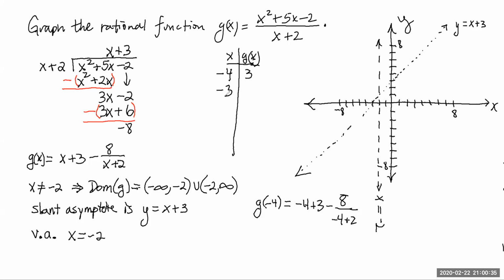Why don't we do the same for -3? And notice we'll get 8, positive 8. Why don't we try -1? Let's see, g of -1 is equal to -1 plus 3 minus 8 over what here? -1 plus 2. How much is that? That looks like 2 minus 8. 2 minus 8 is -6.